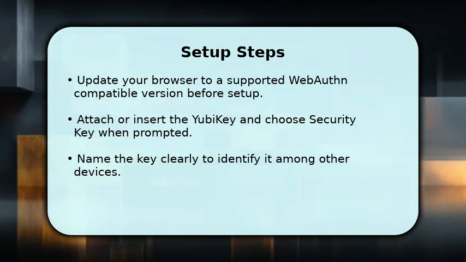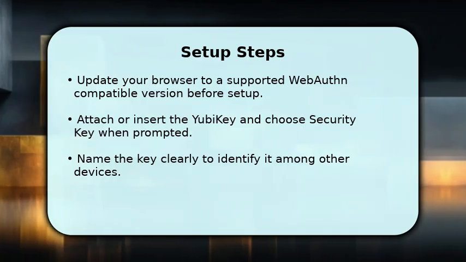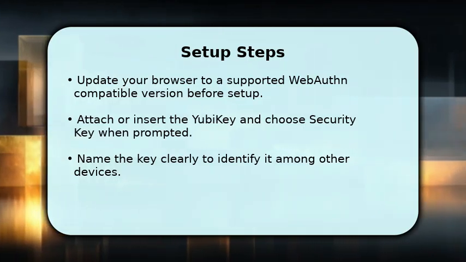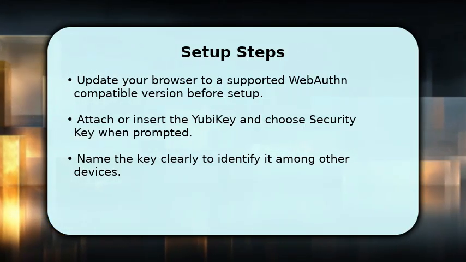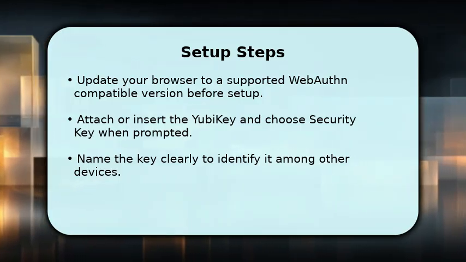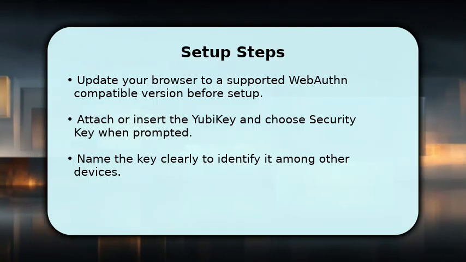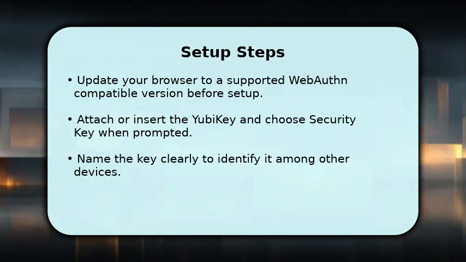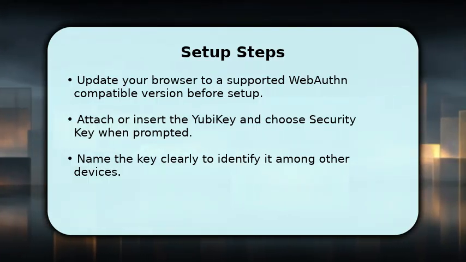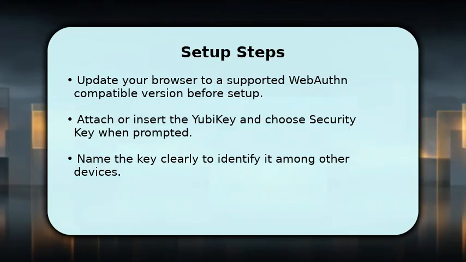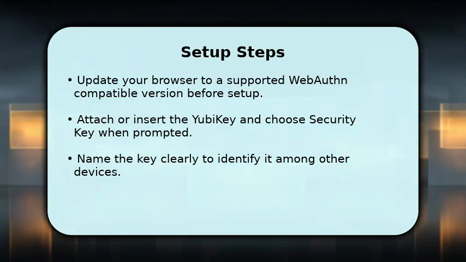Open Coinbase Security Settings and select Add a new security key, then follow the browser prompts to register your Yubikey. When prompted, tap or touch the gold contact or button on the Yubikey to complete registration and give it a clear name like Primary Yubikey. Save backup methods such as Authenticator app or backup codes in case of lost keys.